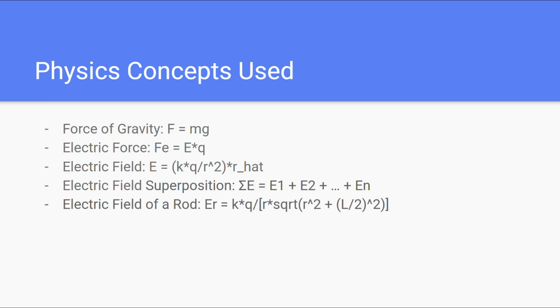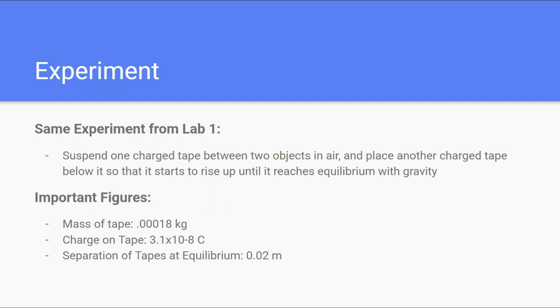gravity. So the physics concepts I used in this lab were mainly the force of gravity and the electric force, and by extension, I also used the electric field. And then since we basically had a bunch of point charges lined up next to each other to represent the tape, I did electric field superposition, and by extension, also the electric field of a rod, which is more general to state what the tape was in this lab.